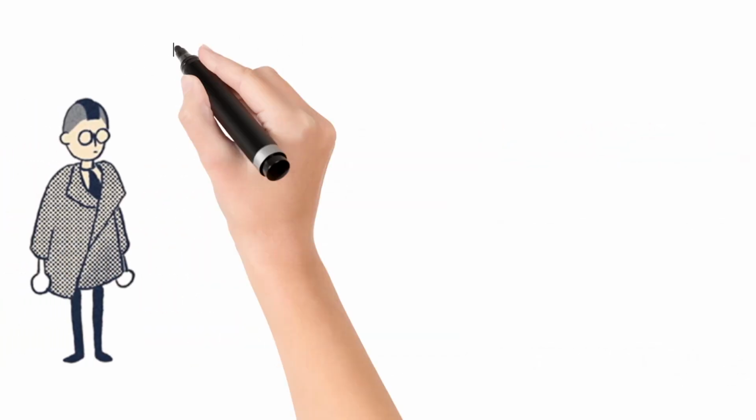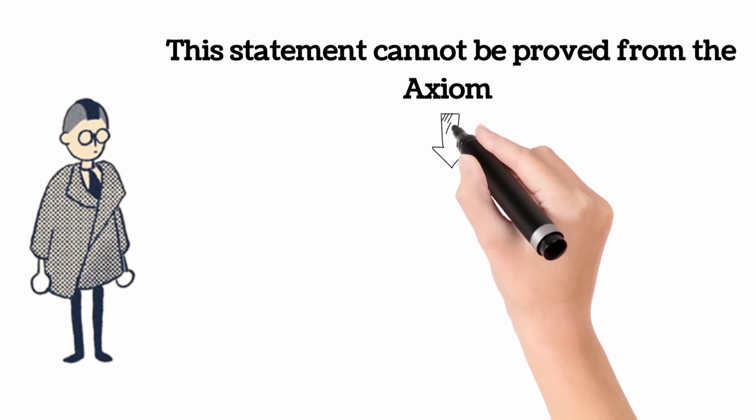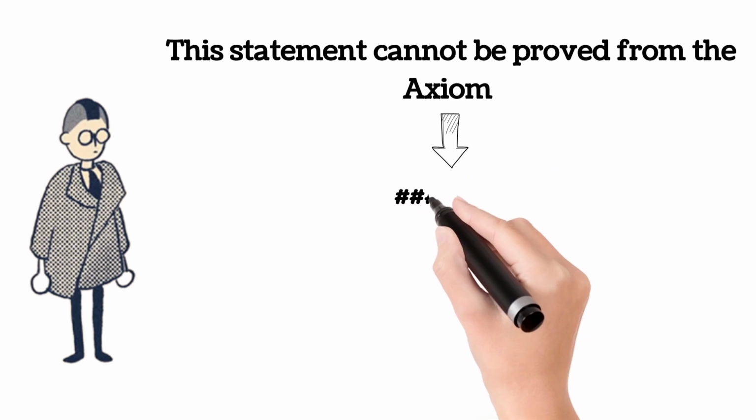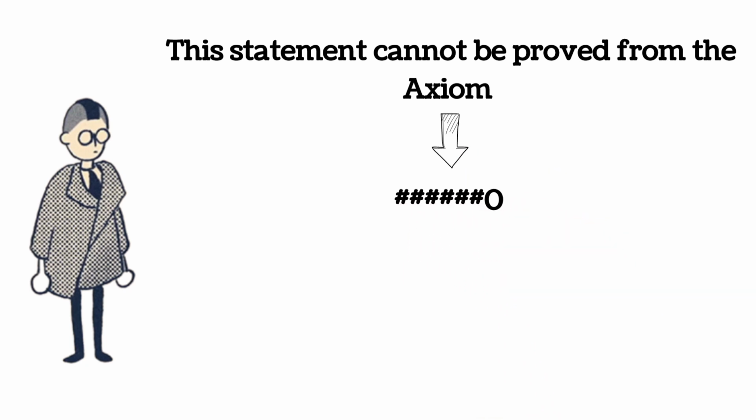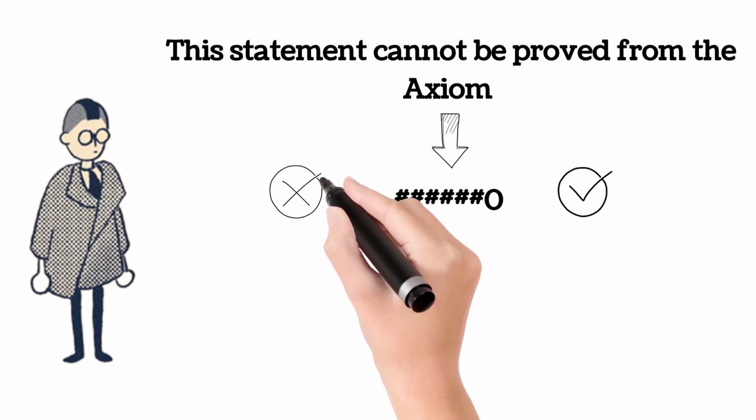Okay, so now Gödel challenges us with the following statement. This statement cannot be proved from the axioms. So this is actually something that has a code number. We can talk about proof using numbers. So this will be a statement that can be changed into a mathematical equation. Now this means because it's an equation in mathematics, it's either true or false.